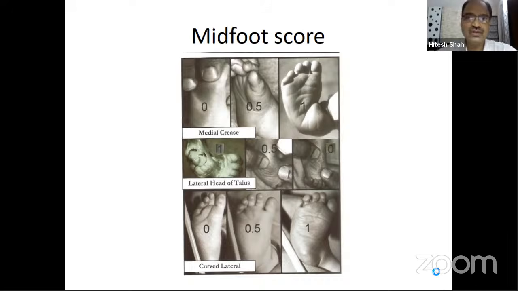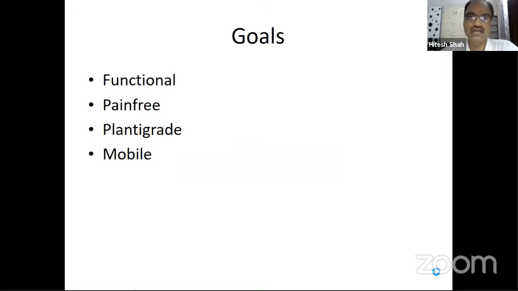It varies from 0 to 6. If it is 0, it means the foot is completely corrected, and 6 means that all the deformity of the hindfoot and midfoot would be present. Everybody knows the forefoot deformity should be corrected first. So when we decide about the Tendoachilles tenotomy, the forefoot deformity or the midfoot score should be 0 or 0.5 before contemplating the Tendoachilles tenotomy in Ponseti manipulation.